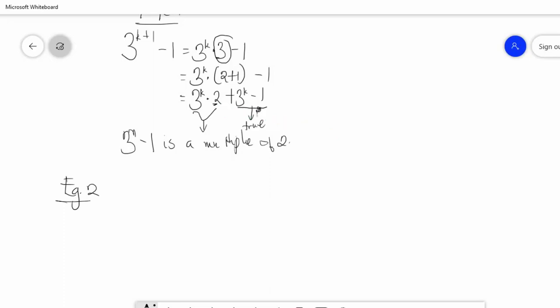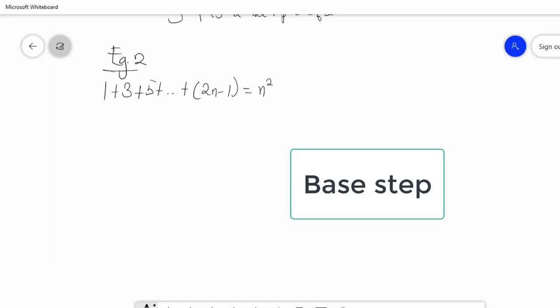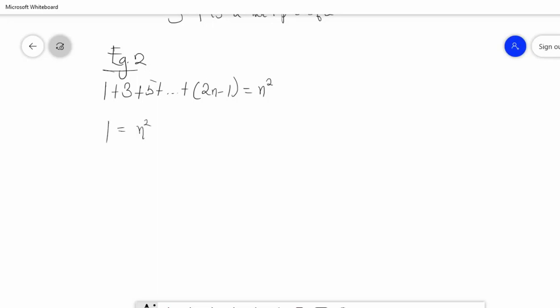So now back to example 2: you should prove by mathematical induction that 1 plus 3 plus 5, plus the sum of these odd values, plus the expression 2n minus 1, should give us n squared. So the first step in this iteration is to prove for when n is equal to 1. So when n is equal to 1, we have our n to be 1, and so we have 1 is equal to 1 squared. This is indeed true.